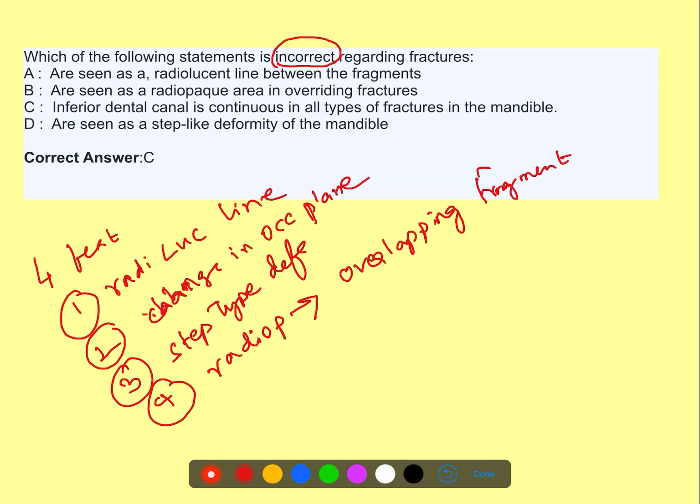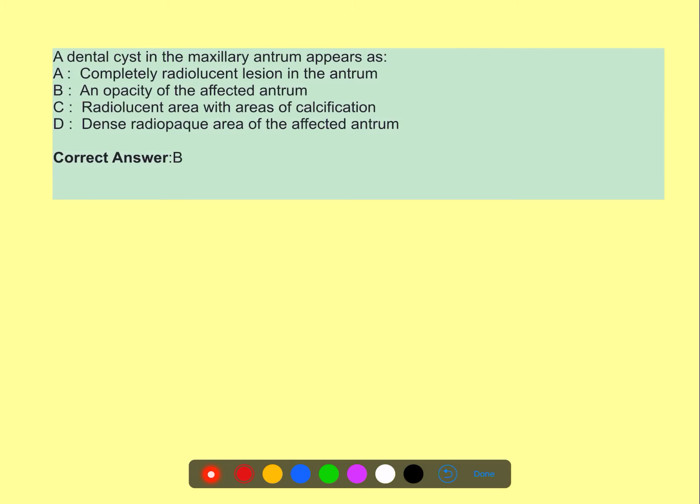So it can be seen as a radiolucent line between the fragments. Yes, radiolucent line is correct. Or seen as a radio opaque area in overriding fractures. Yes, during overlapping it is radio opaque. And seen like a step deformity. Yes. But the inferior dental canal is continuous in all types of fractures of the mandible. Maybe in very complex fractures it is discontinuous. Hence option C is incorrect regarding the fractures.